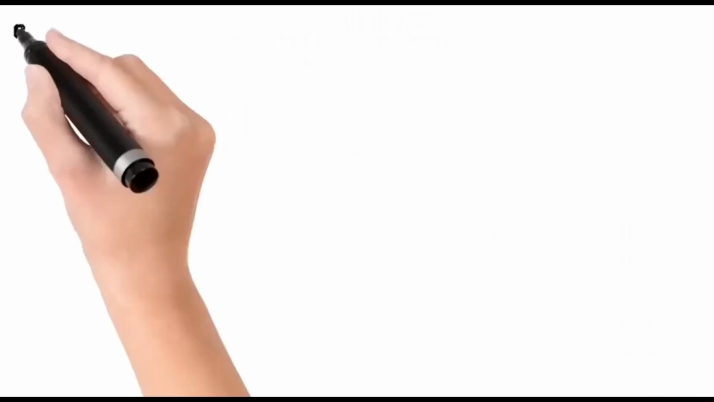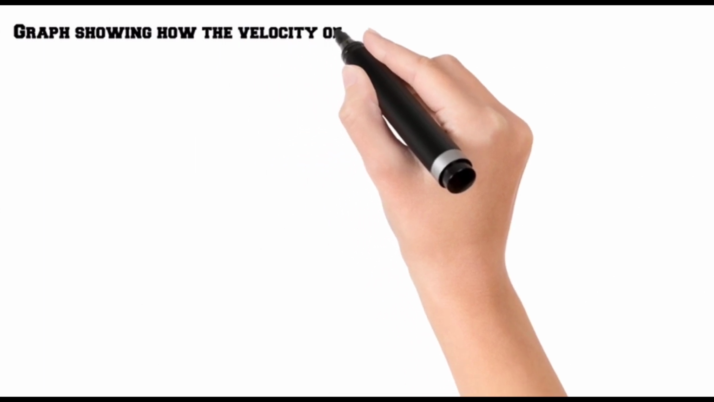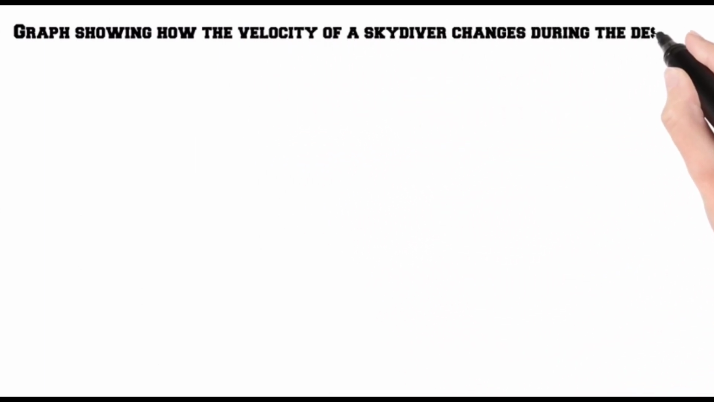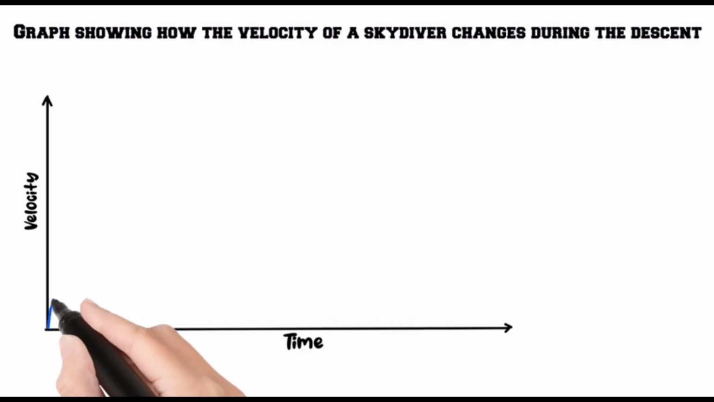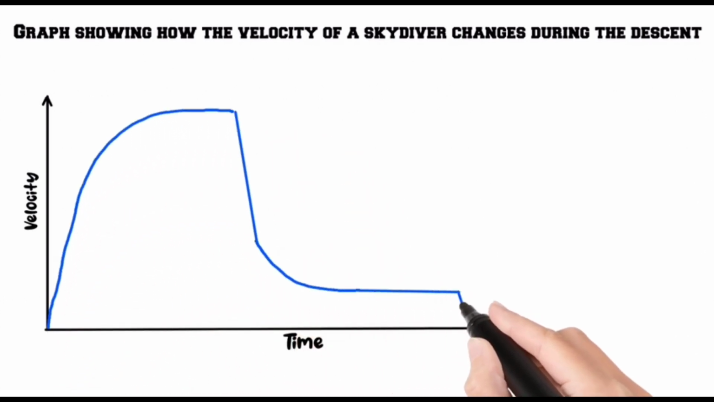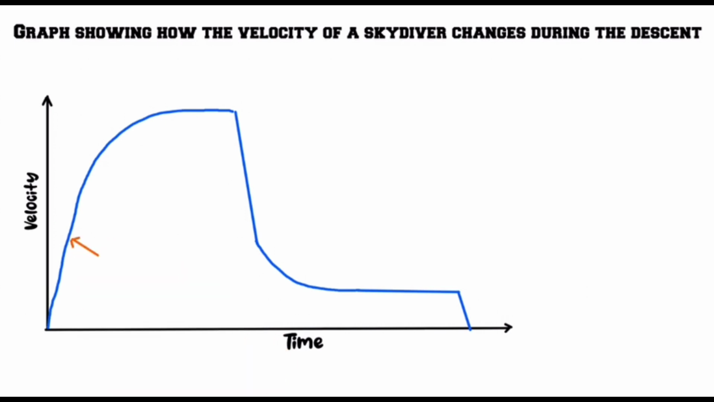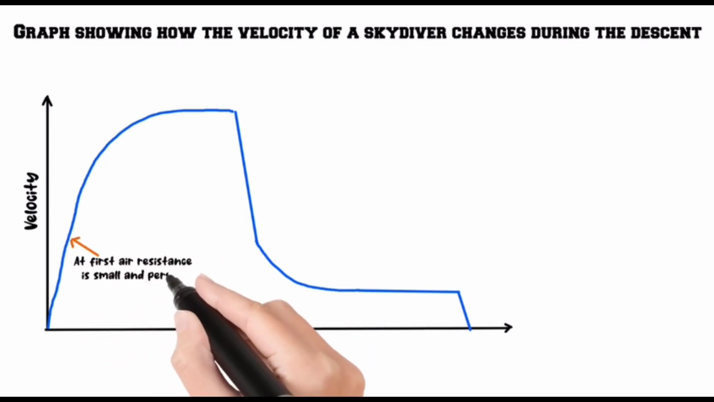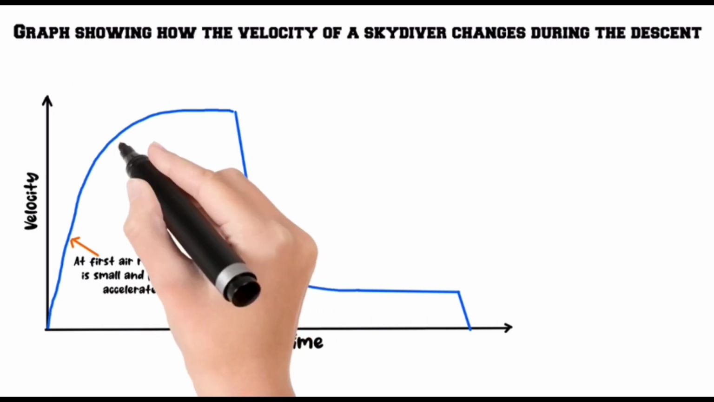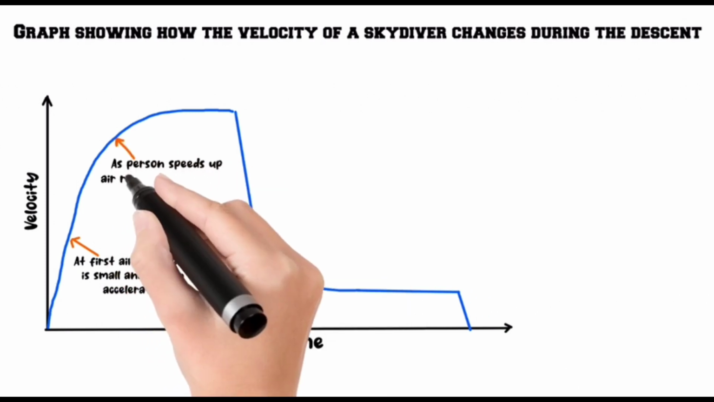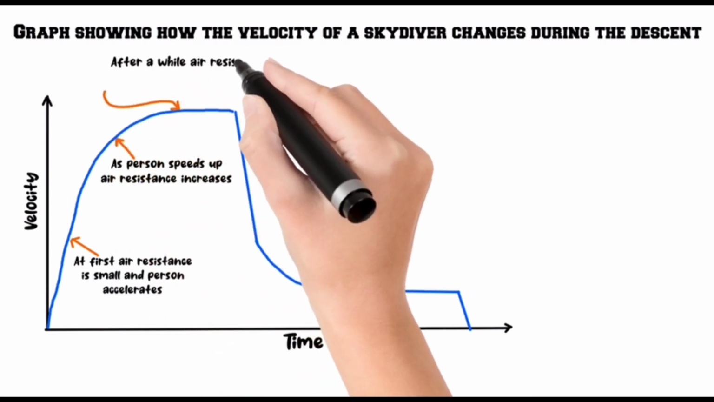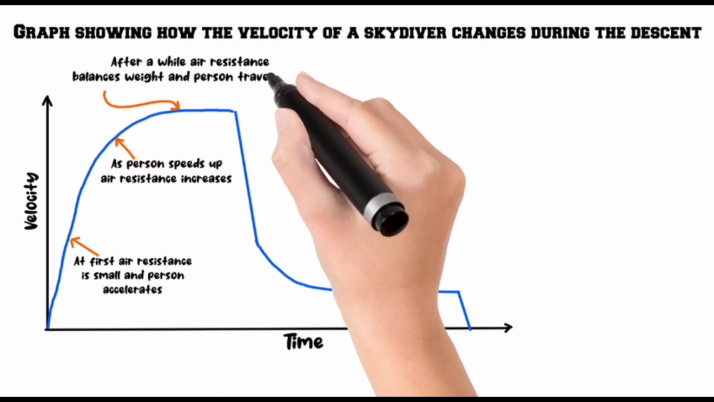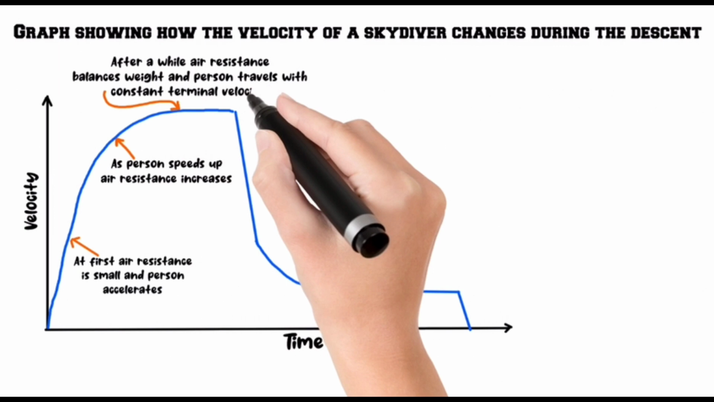Let us understand the graph showing how the velocity of a skydiver changes during the descent. This is velocity, and this is time. This is the curve during the descent of the diver. At first, the air resistance is small and the person accelerates. In this part, as the diver speeds up, air resistance increases. In this part, after a while air resistance balances the weight of the diver and the diver travels with constant terminal velocity.